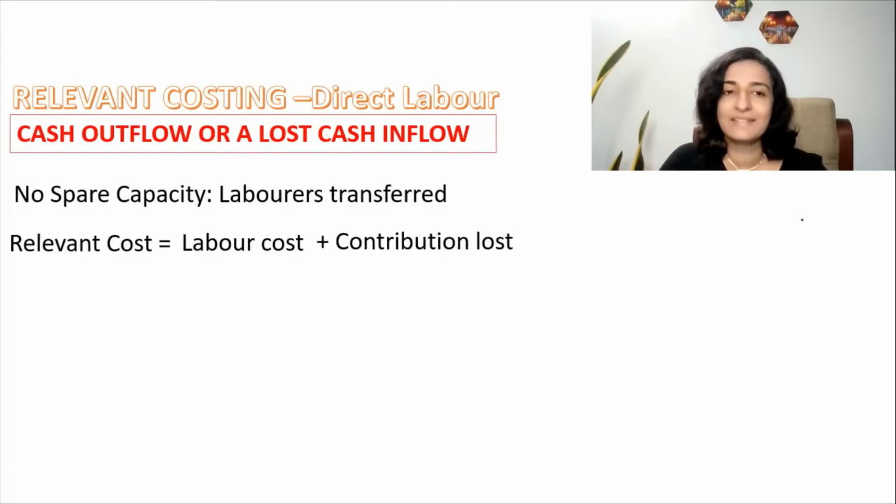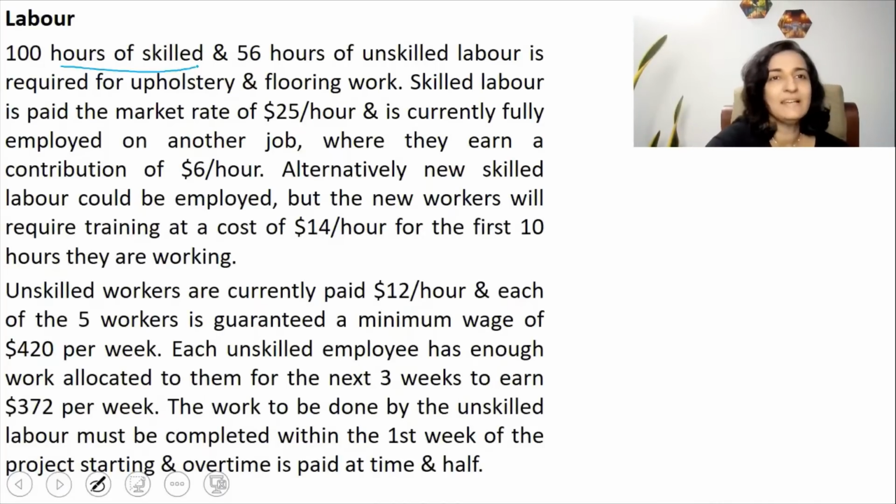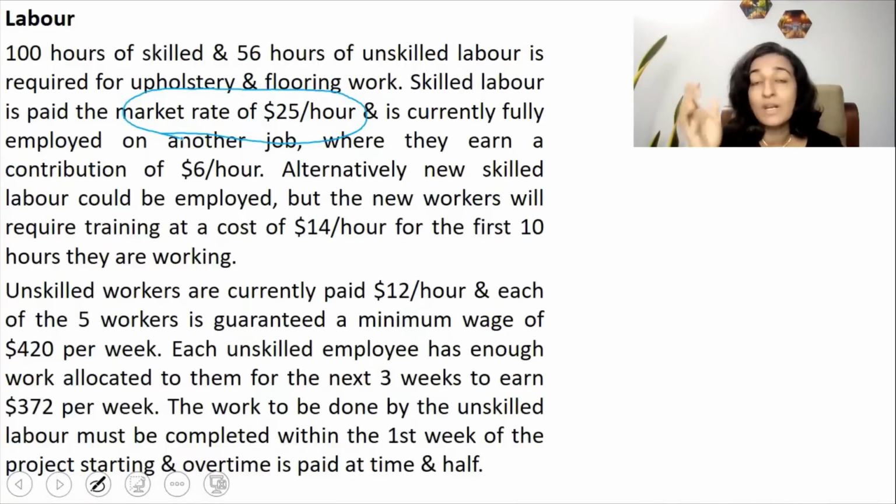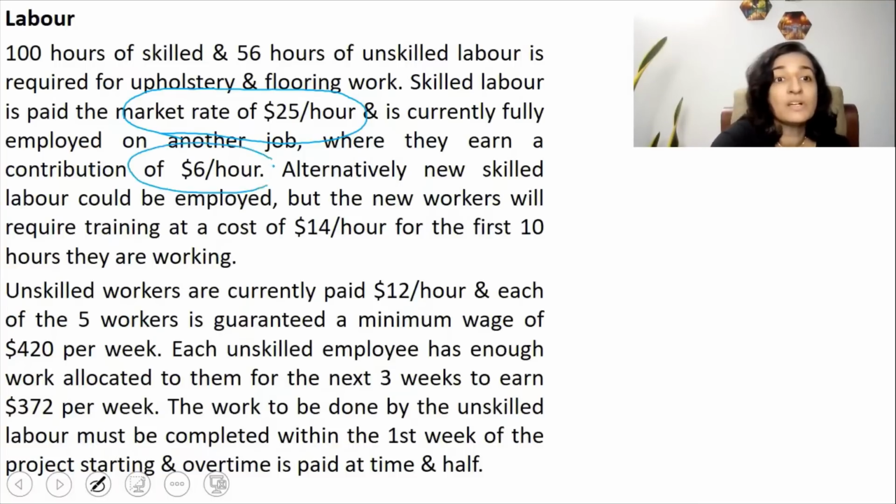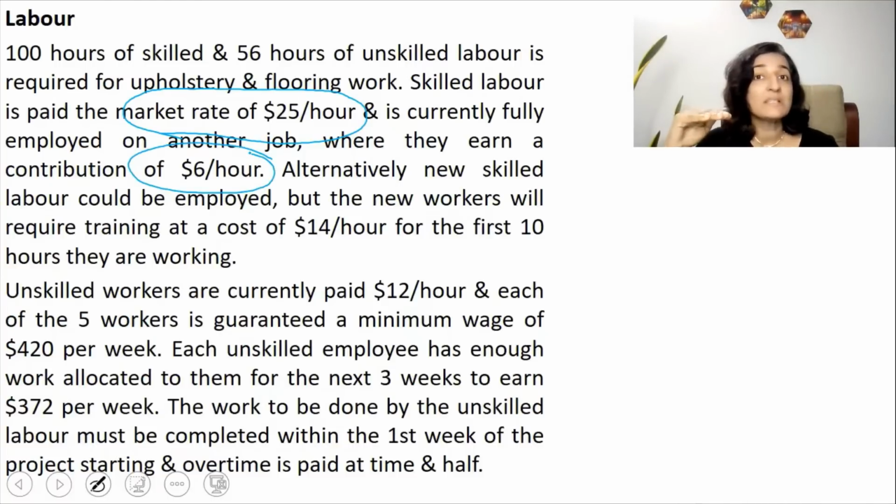Now we will go to the next subpart. 100 hours of skilled labor and 56 hours of unskilled labor is required for upholstery and flooring work. So first we will focus our attention on the skilled labor's relevant cost. Skilled labor is paid a market rate of $25 per hour. So that is the actual wages, and is currently fully employed on another job, which means that we don't have spare capacity, where they earn a contribution of $6 per hour.